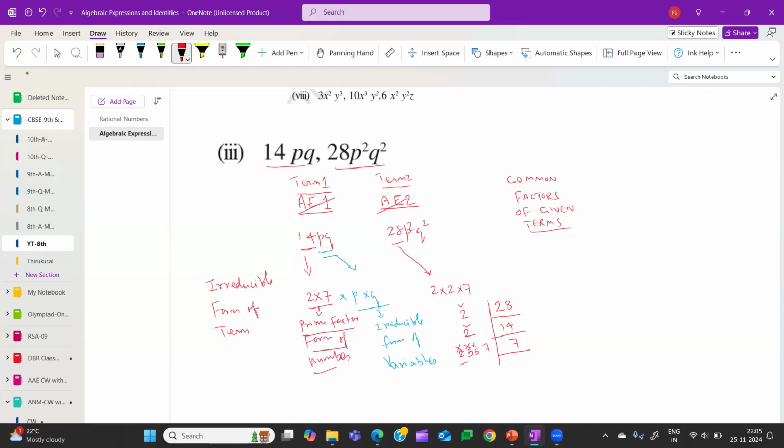But if you are a fast student, you need not write all these things and can go straight to the smallest possible prime number which can divide this dividend. 28 divided by 2, we get 14. So this is the new dividend.